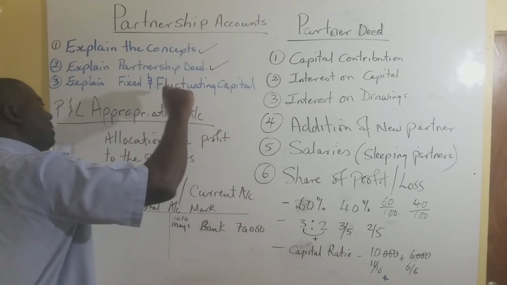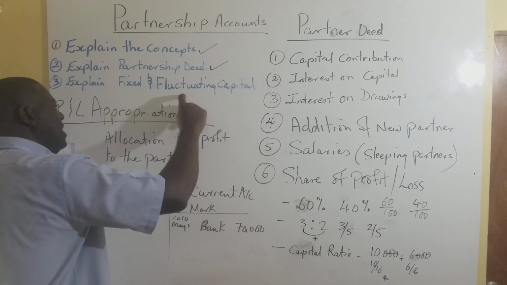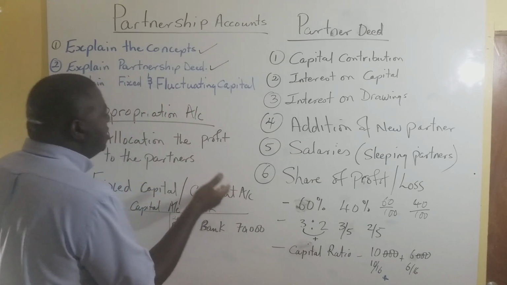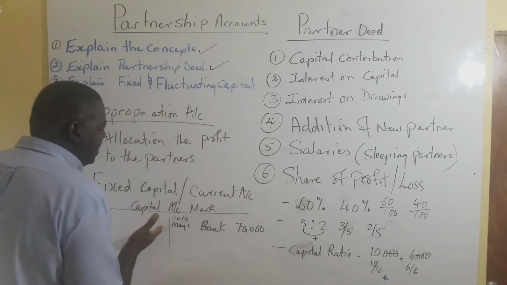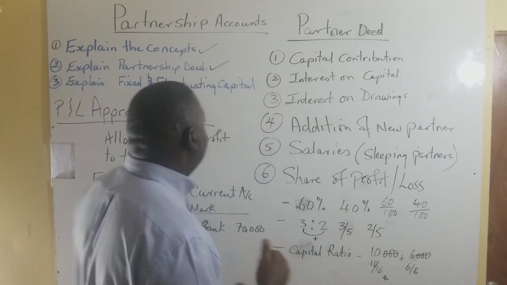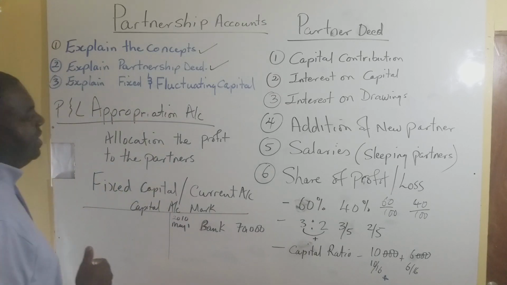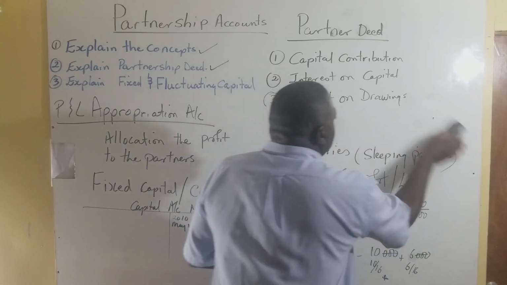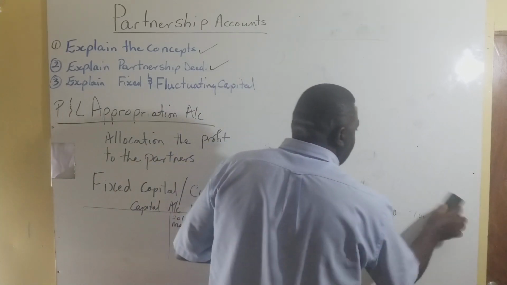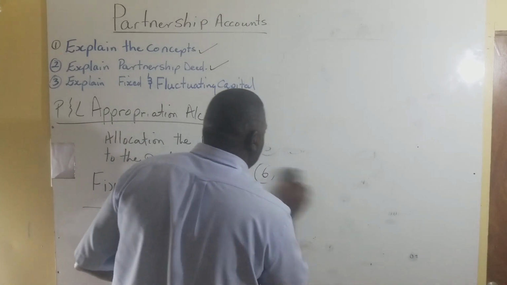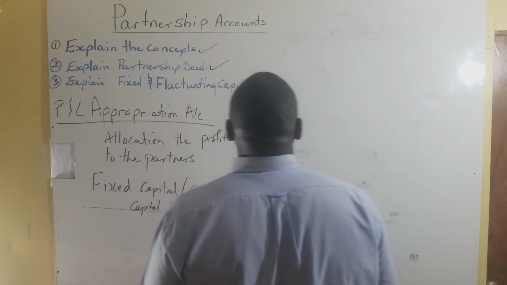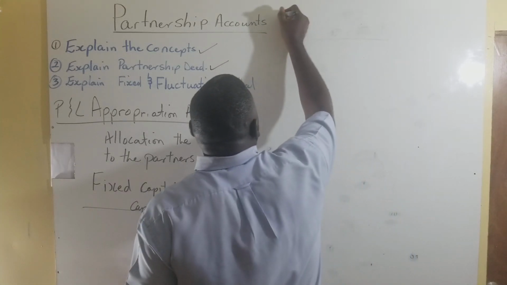That means the capital account balance will change, because instead of making the entries in the current account, you are making the entries in the capital account. So the capital account balance will change every year. All right. Now that we have shared these concepts, I'm going to move on to show you just an example of the appropriation account. So let's get on with it.